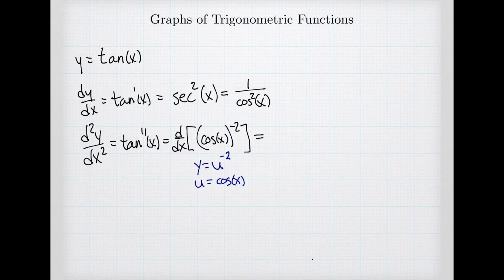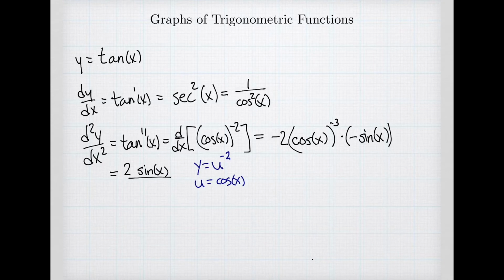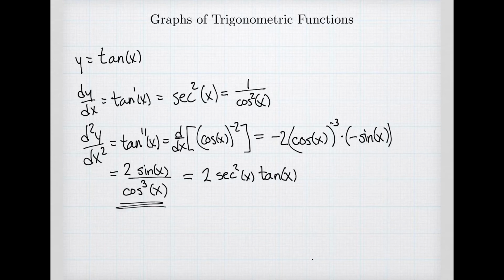The chain rule would say it's negative 2u to the negative 3. So cosine x is u to the negative 3 times the derivative of u, which is negative sine, because the derivative of cosine is negative sine. My second derivative ends up being 2 times the sine of x in the numerator and cosine cubed of x in the denominator. If I take one sine over cosine and call that tangent, I get 2 times secant squared times the tangent. Although I could stay in terms of sine and cosine.